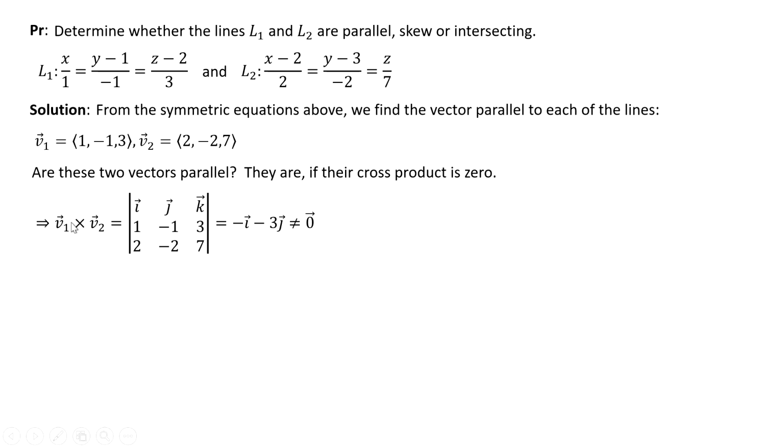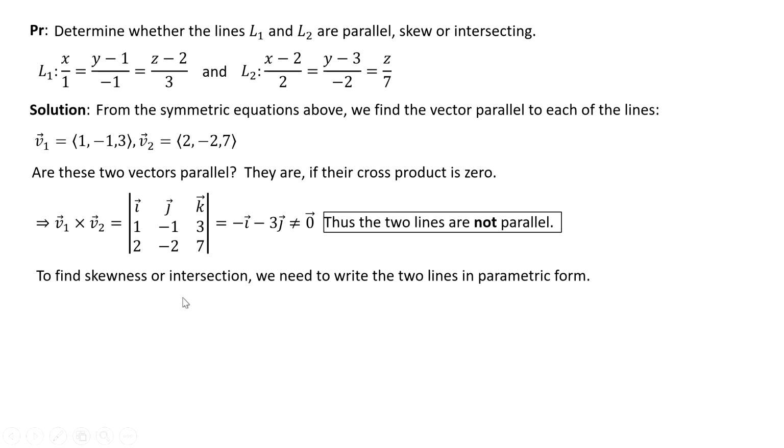And so v1 cross v2, I just did this, and I get negative y minus 3j, and that's not equal to 0. So all we can say is, nope, the vectors are certainly not parallel. We cannot say whether they are intersecting or skew, but we can certainly conclude they are not parallel. Okay, so how do we determine the point of intersection or whether they are skew?